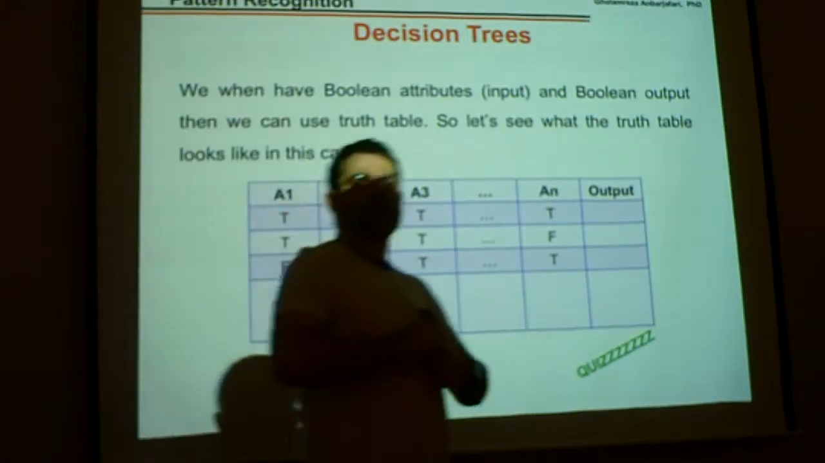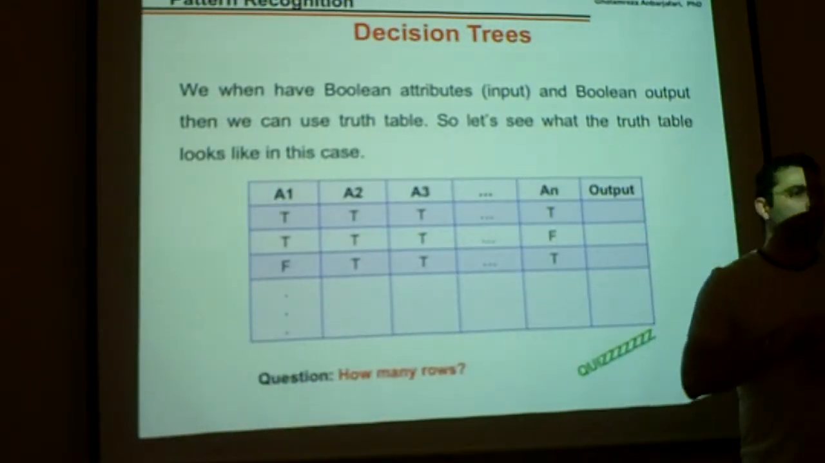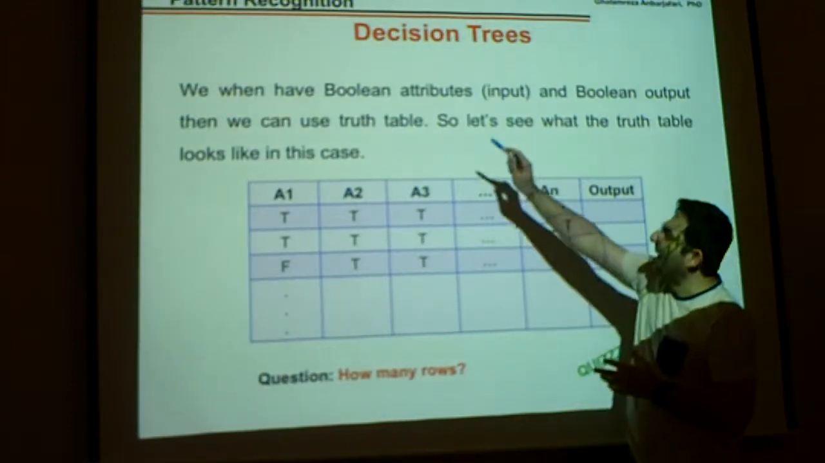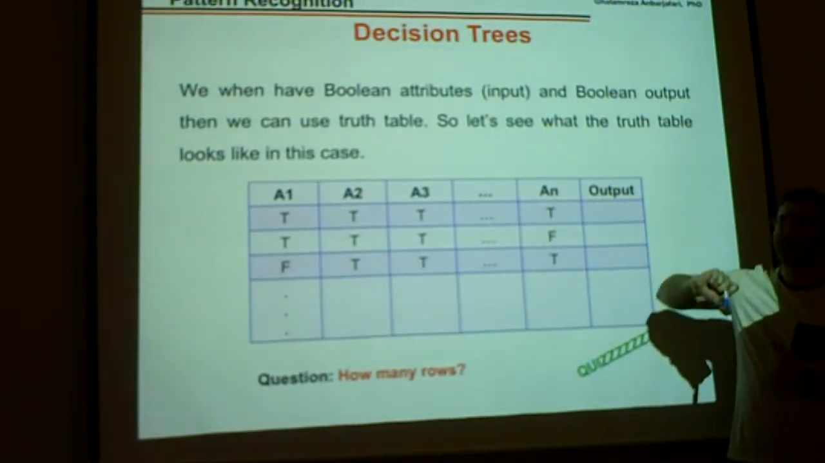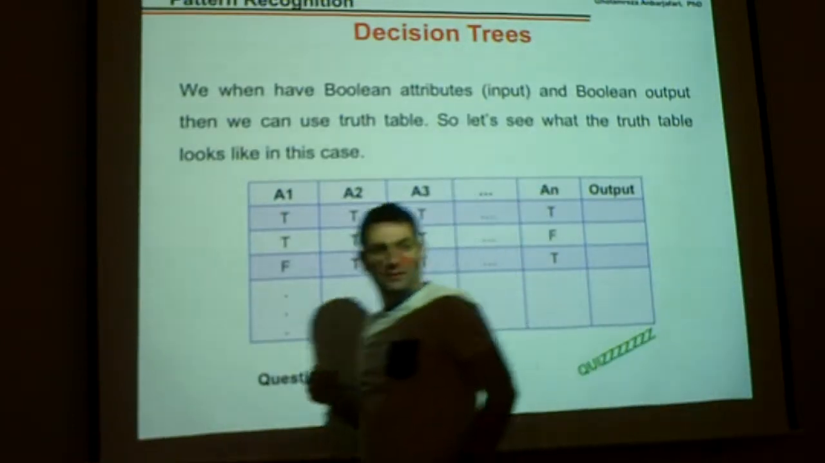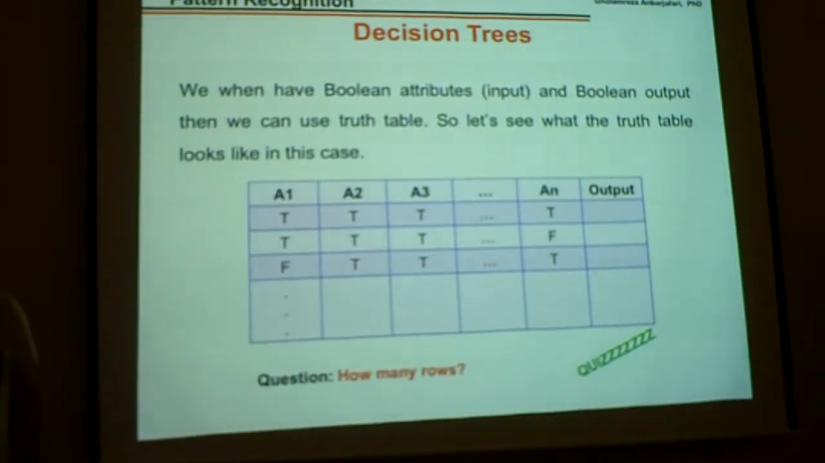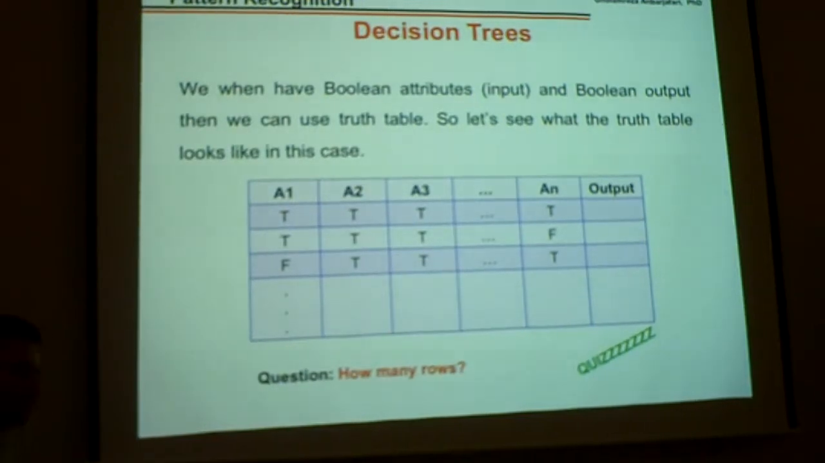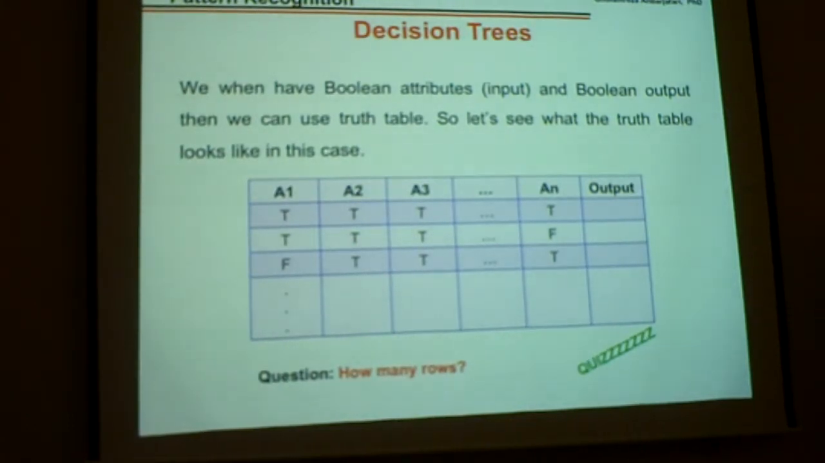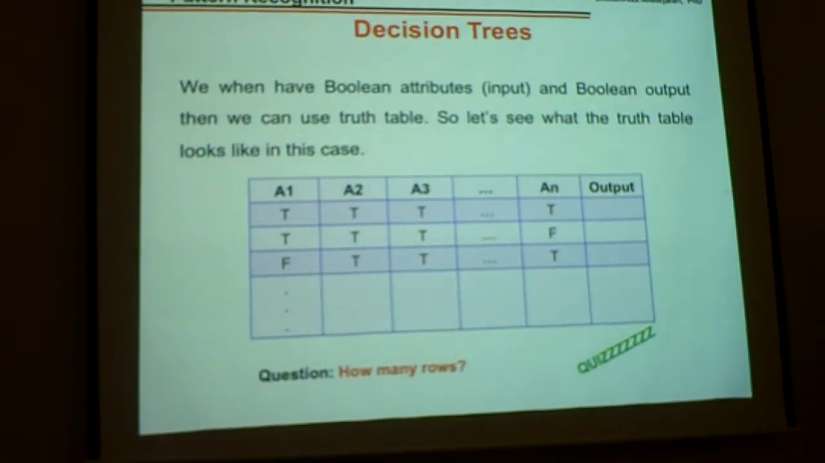Let's make it also a quiz. Think about it. I have n attributes and Boolean inputs, and I'm making my truth table. The question is, how many rows will I have? I give you 1 minute to think. You have 5 more seconds to calculate your answer.